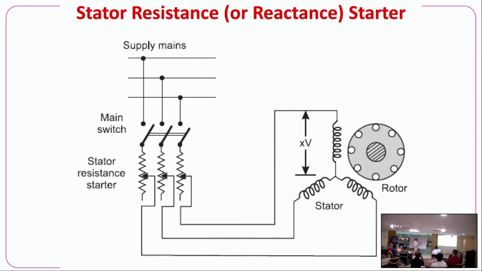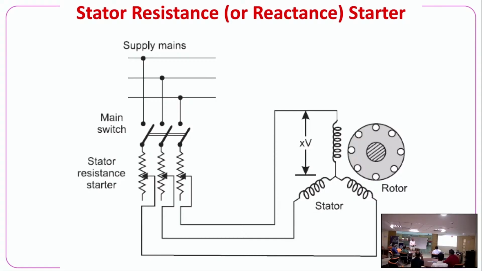Instead of applying rated voltage, we apply the voltage XB. If we apply XB, then machine current will also be reduced to X times the starting current. Less voltage, less current, so current reduces. But when the voltage is reduced by factor X by the starter, the current reduces by factor X, but torque reduces by factor X square, because torque is proportional to square of the current. Torque reduces by factor X square.